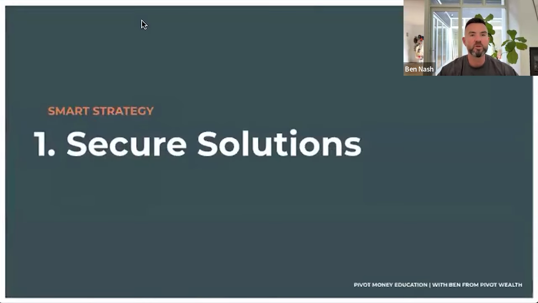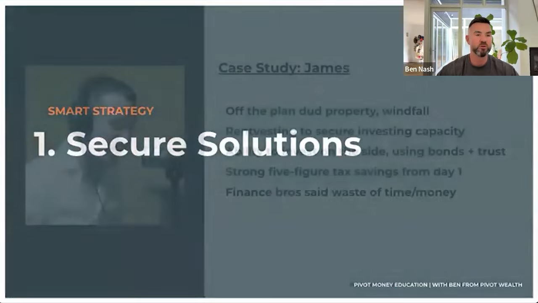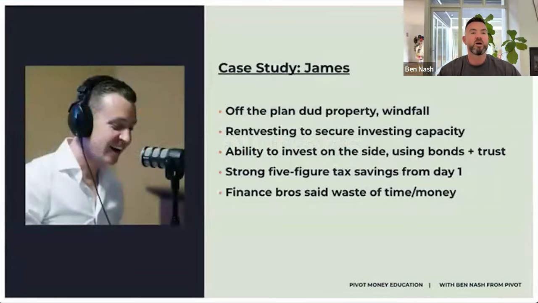Sorry, just backtracking a little bit with your secure solutions. When you get this right, you basically get reliable, consistent progress. When you get it wrong, you have investment failures and setbacks, and you lose money. But more importantly, you lose time. And so James came to us. He'd bought a property off the plan, and he got a bit of a windfall. The off the plan property didn't really work too well. Went through the process around planning.